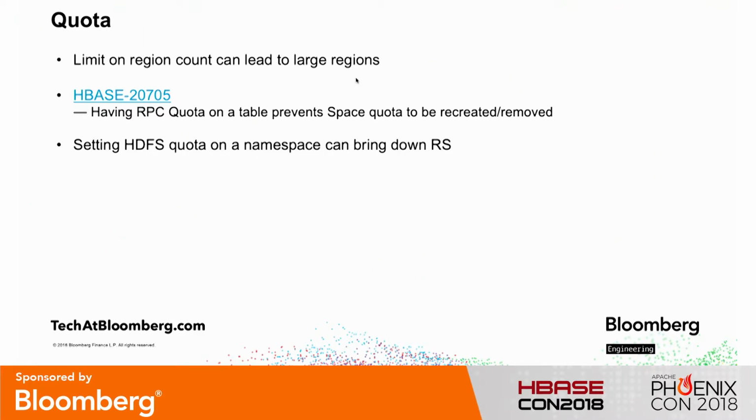And there are some issues when you define a throttling quota or the RPC quota and the space quota. The removal of the space quota and re-enablement seems to have some issues, and one of the contributors is looking at it right now. We tried, since the space quota is taking so much time and is not getting identified within a time period, to set an HDFS quota on a namespace level and see what happens. And it just brings down the region server.